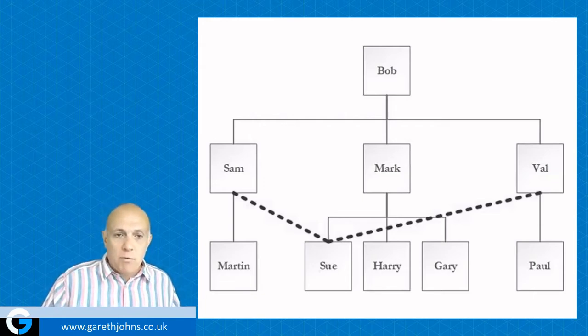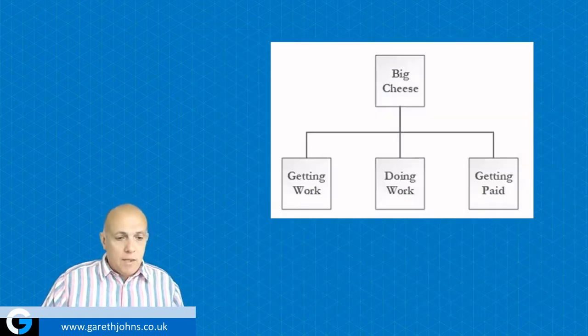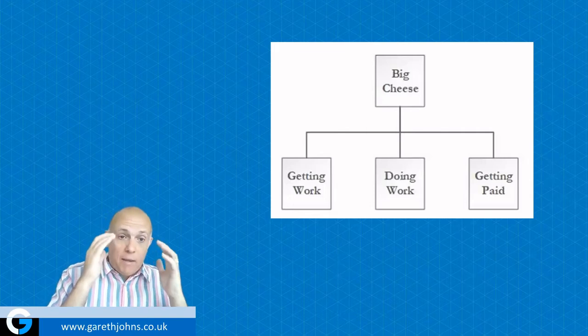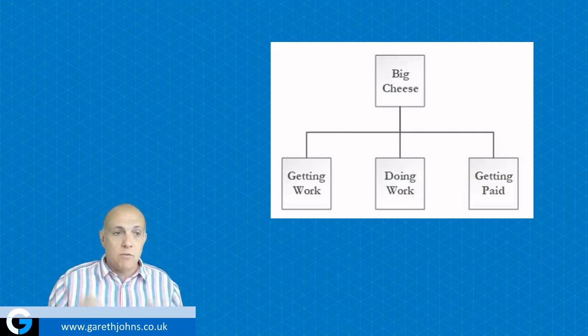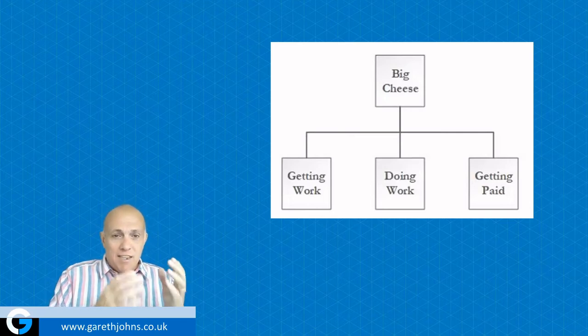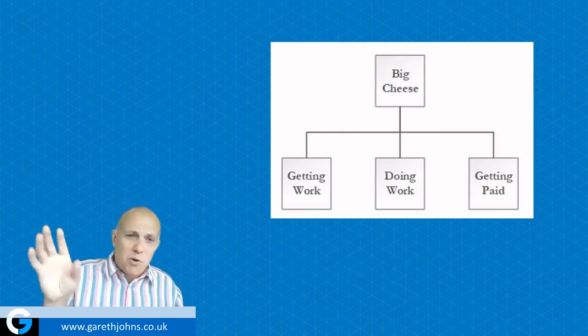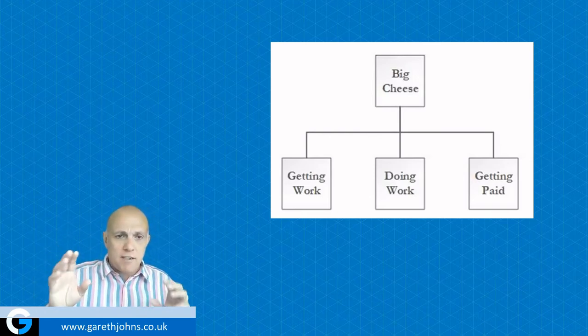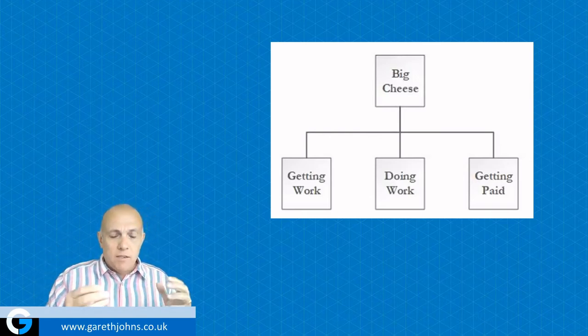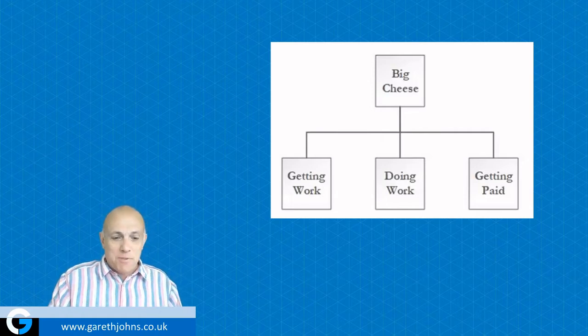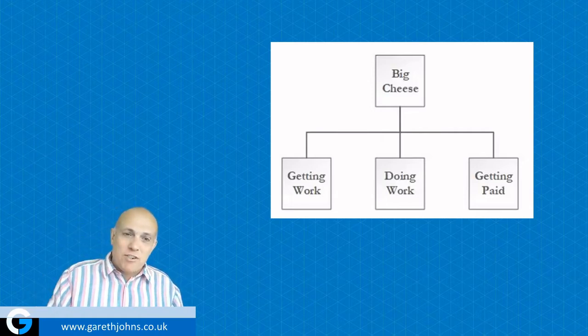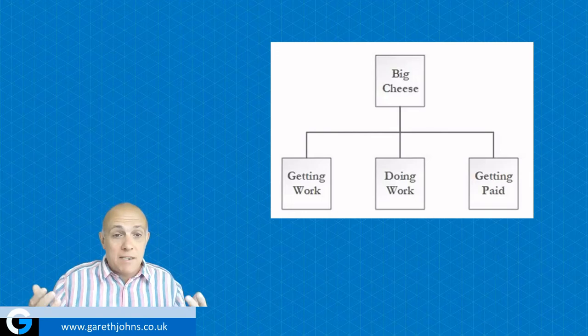So what we're going to do now is take 2 steps back. I want you to think about the logical way that you set out your organisational chart. I like to think of it as getting work, doing work and getting paid for it. So you've got somebody at the top, the big cheese, the managing director, the chief exec, some exalted title that they want to call themselves. They're in charge of strategy and vision. They're in charge of making sure the business is going to remain relevant for the future.